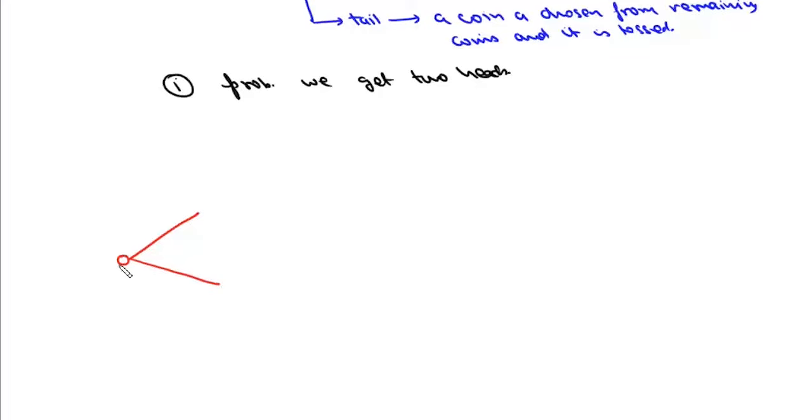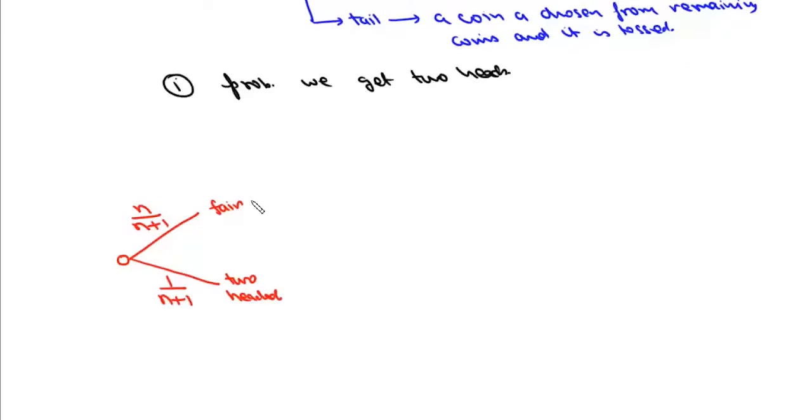So we have this coin. Now this coin can be a fair coin or it can be a two-headed coin. Now what is the probability of choosing a fair coin? Out of n plus 1 coins in the bag, we have n fair coins. So the probability of choosing a fair coin is n upon n plus 1. Now what is the probability of choosing a two-headed coin? It is 1 upon n plus 1.